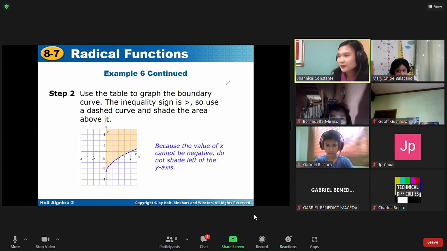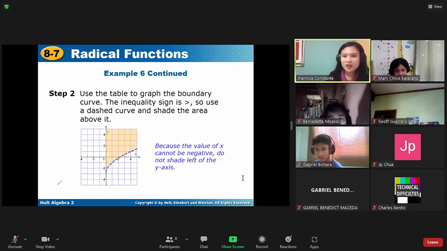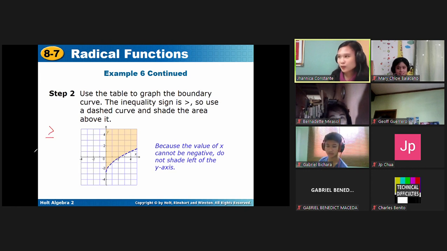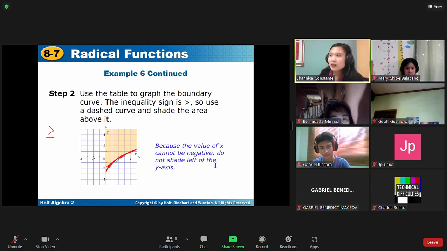Question about greater than or equal to? What will be the graph if the sign is greater than or equal to? Is that what you're asking? The graph, if the sign of inequality is greater than or equal to, or less than or equal to, is not a broken line. It will be a complete or solid line. That means all the points on this line are part of the solution of your radical function.